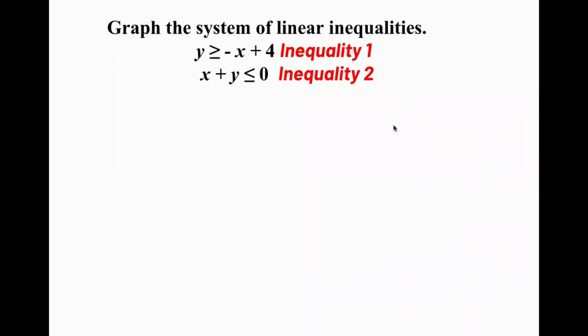Here is another example that we're going to try. We have y is greater than or equal to negative x plus 4, and x plus y is less than or equal to 0. First, I want to rewrite this equation right here in slope-intercept form so that it's easier for us to graph.